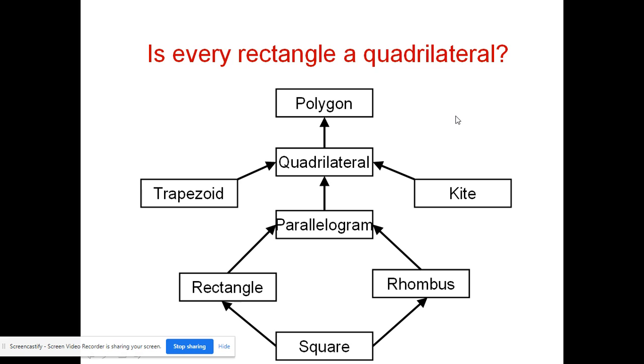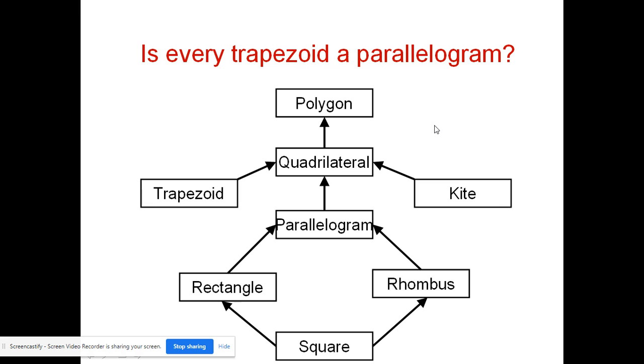And let's try another one. Is every rectangle a quadrilateral? Same thing. You move from rectangle and you're moving up in line and it connects the arrows to quadrilateral. So every rectangle is a quadrilateral. And then let's try this one. Is every trapezoid a parallelogram? Look at it for a second.